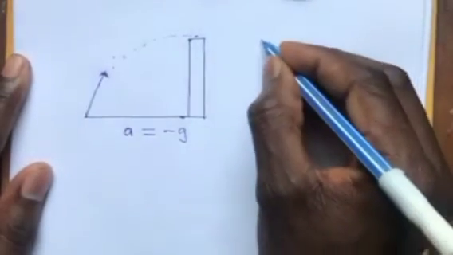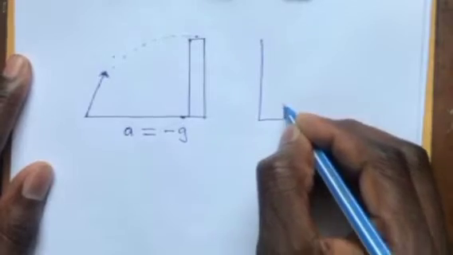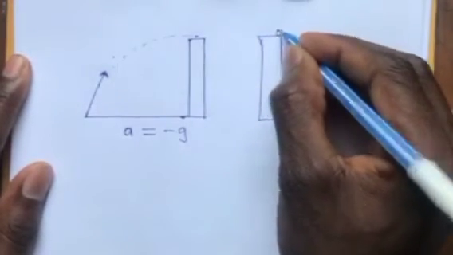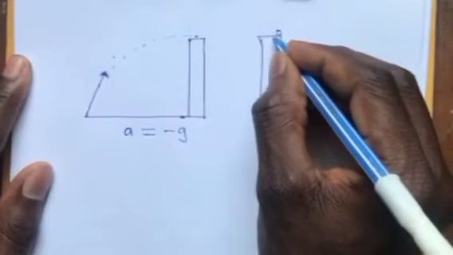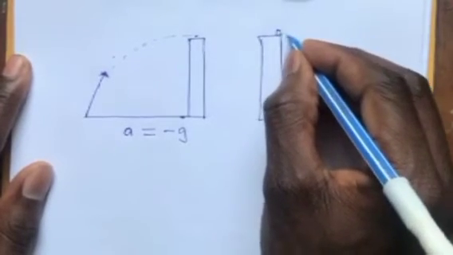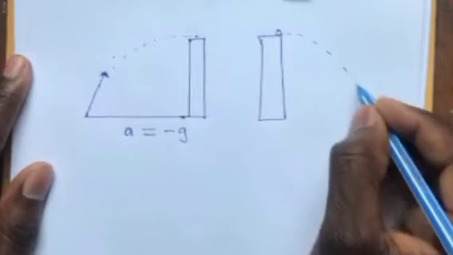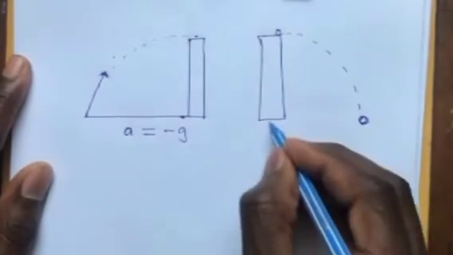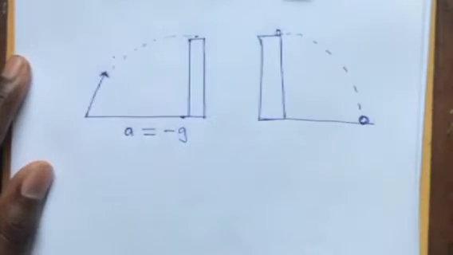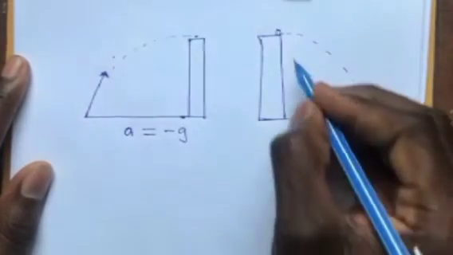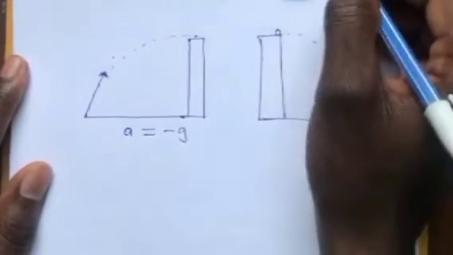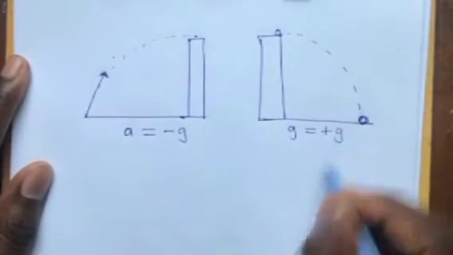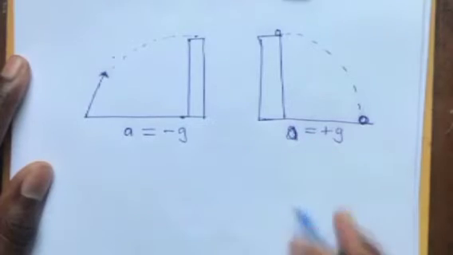Okay, we might also have the second scenario whereby the object is going to be dropped. It is going to be thrown, like it will move like this. It will take this given path, then land below the projection point. So since initially this object is not moving up, here acceleration has to be equal to what? Positive g. Acceleration has to be equal to positive g.